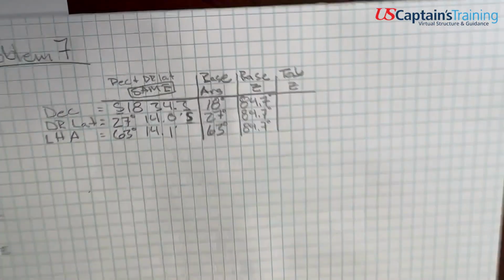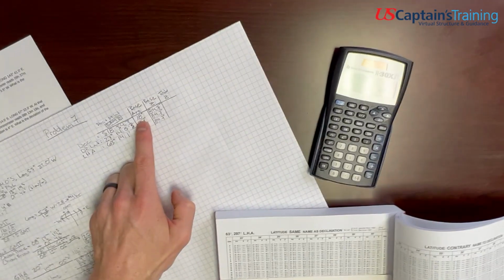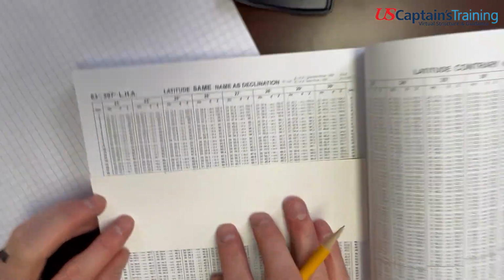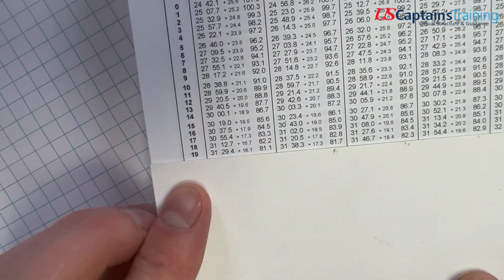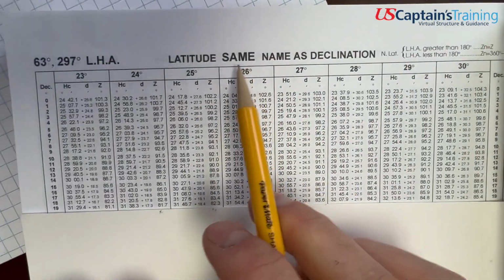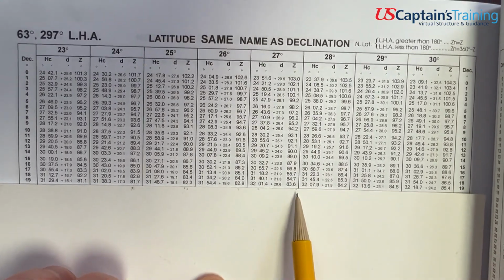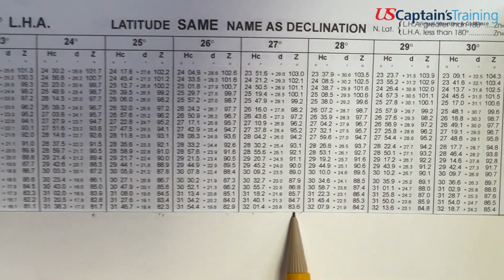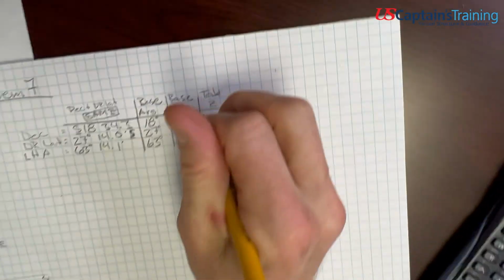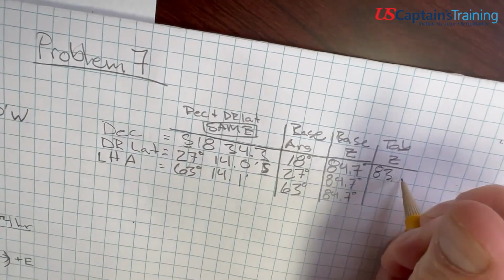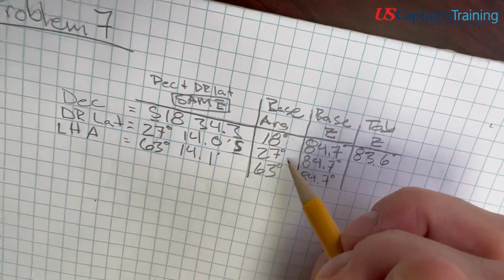So let's do that. The declination's the fastest one to get. So bump it up to 19. We take this, bump it up to 19. And so now we're at 63, 27 in the Z column, 19, 83.6. 83.6. And now we bump up the DR lat by 1.